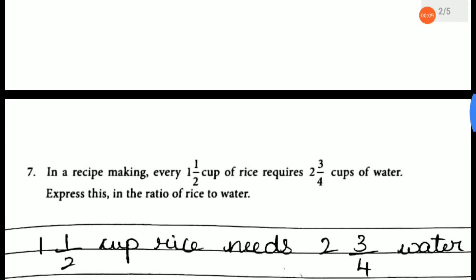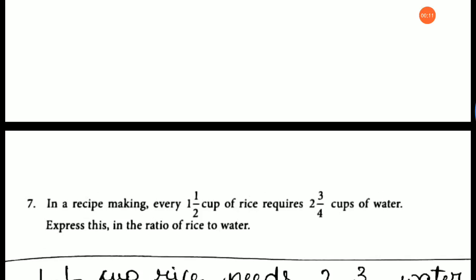Okay, shall we begin? Look at the seventh question. In a recipe making, every 1 1/2 cups of rice requires 2 3/4 cups of water. Express this in the ratio of rice to water. We are going to make some recipe, and for that every 1.5 cups of rice will need 2 3/4 cups of water. Okay, you are going to express it in the form of a ratio.